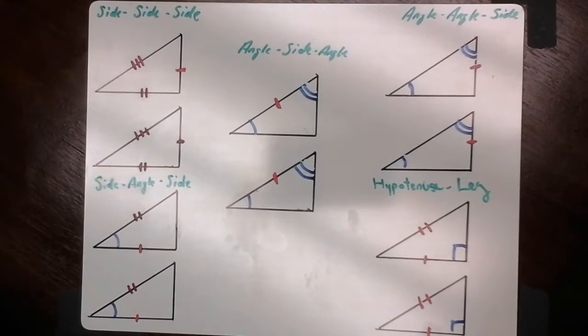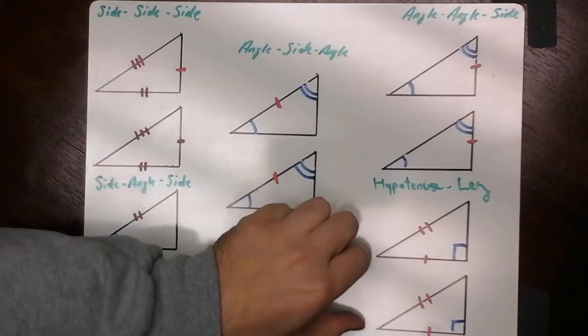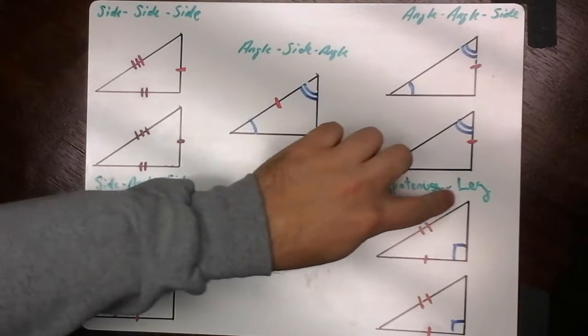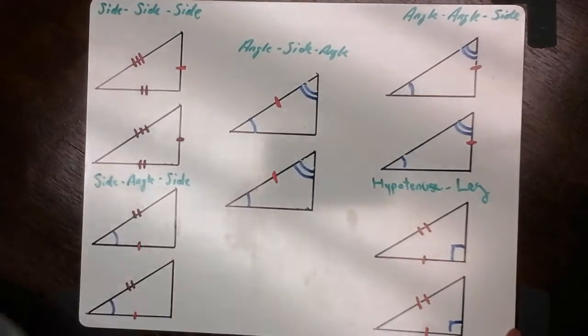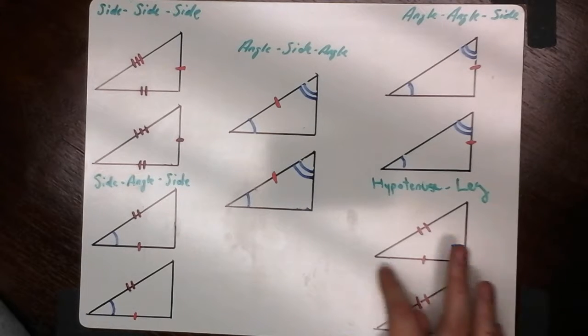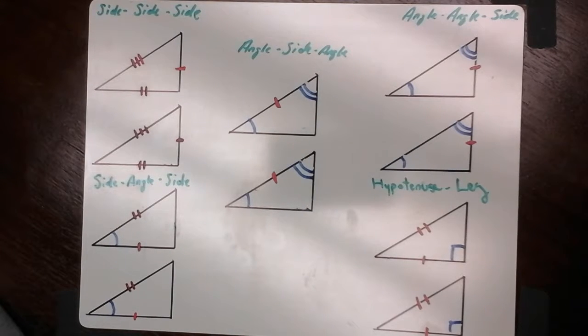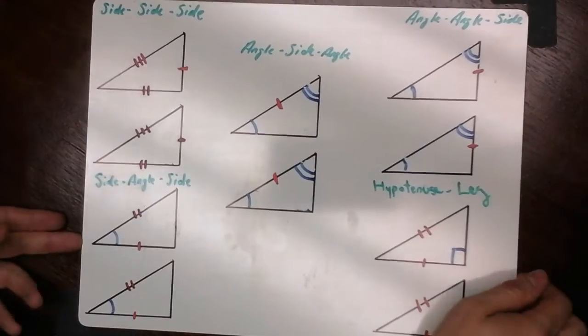Then we have hypotenuse leg, which can only be used in a right triangle. This here is the hypotenuse, which is the longest side of a right triangle. Then I have the legs, which are the other 2 sides. Okay, next, let's talk about midpoint.